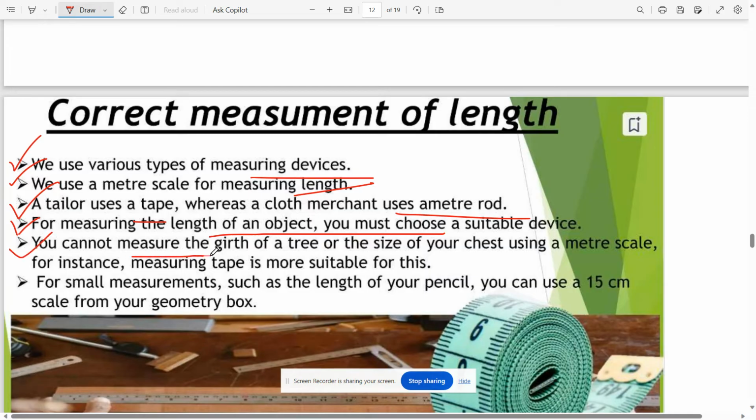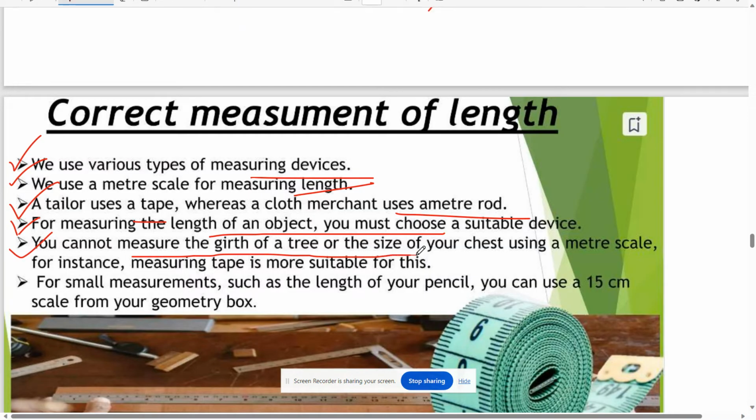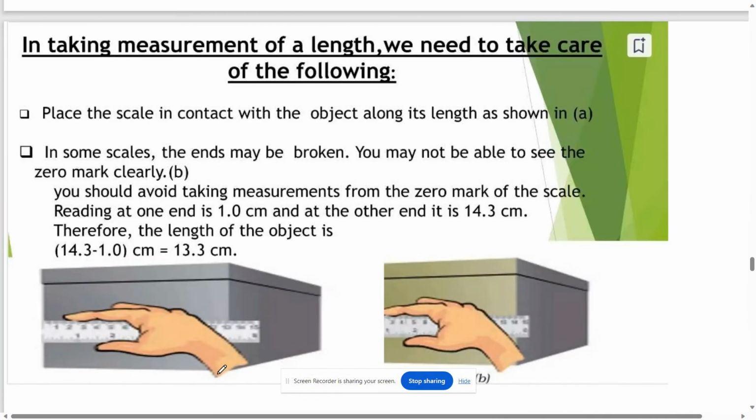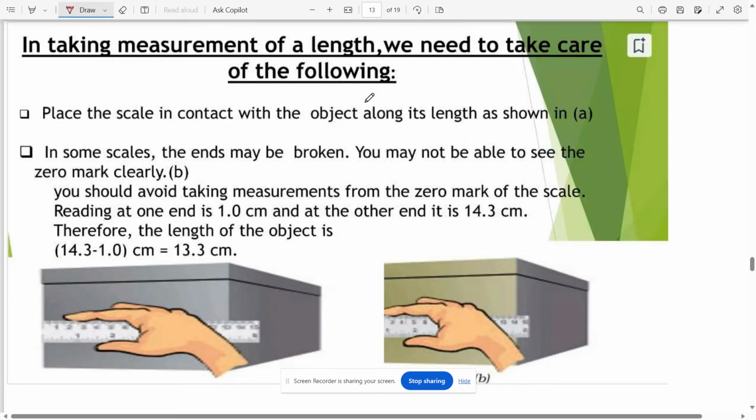You cannot measure the girth of a tree or the size of your chest using a meter scale. For instance, measuring tape is most suitable for this. For smaller measurements, such as the length of your pencil, you can use a 15 centimeter scale from your geometry box. In taking measurement of a length, we need to take care of the following.